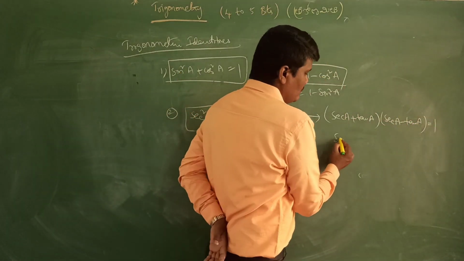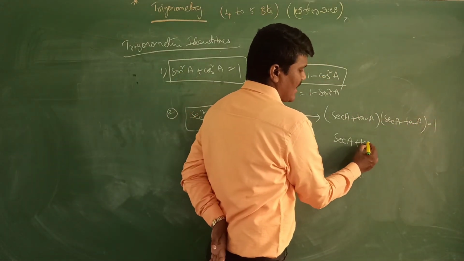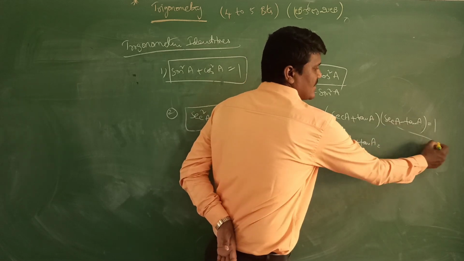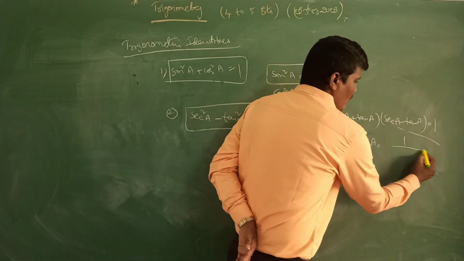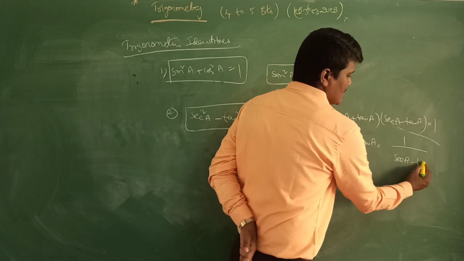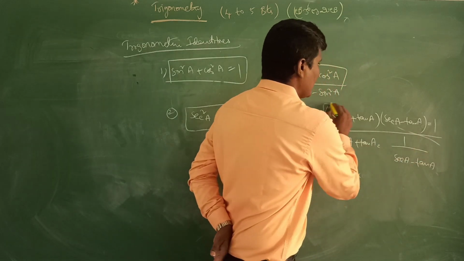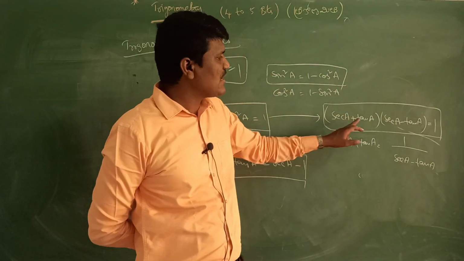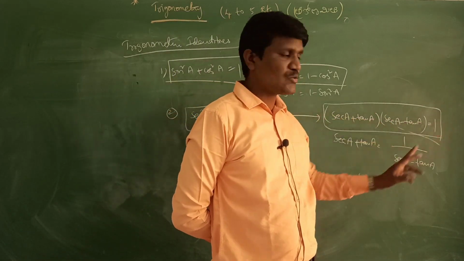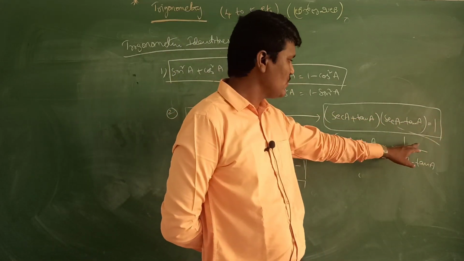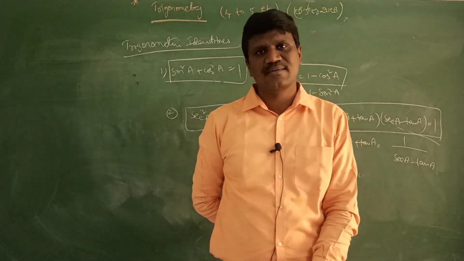So I can write sec A plus tan A is equal to, if I send it to the right hand side, 1 by (sec A minus tan A). So you remember this: sec A plus tan A into sec A minus tan A is equal to 1. So you can write sec A plus tan A is equal to 1 by (sec A minus tan A).